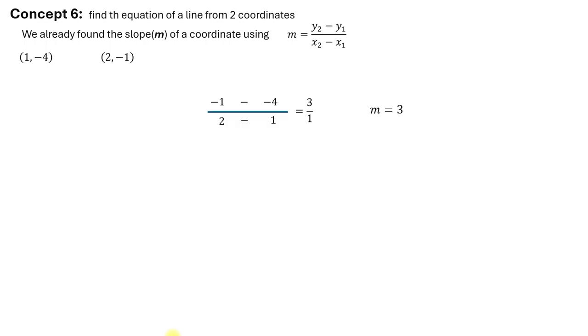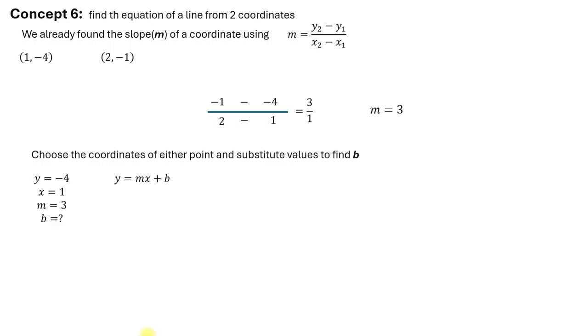Now, we know that the x values are 1 and 2, and the y values are negative 4 and negative 1. So we just need to choose one of these two coordinates and plug it into the y equals mx plus b equation in order to solve for b. So we'll choose the first pair of coordinates. Y is negative 4, x is 1. We've calculated that m is 3. Now we need to solve for b.